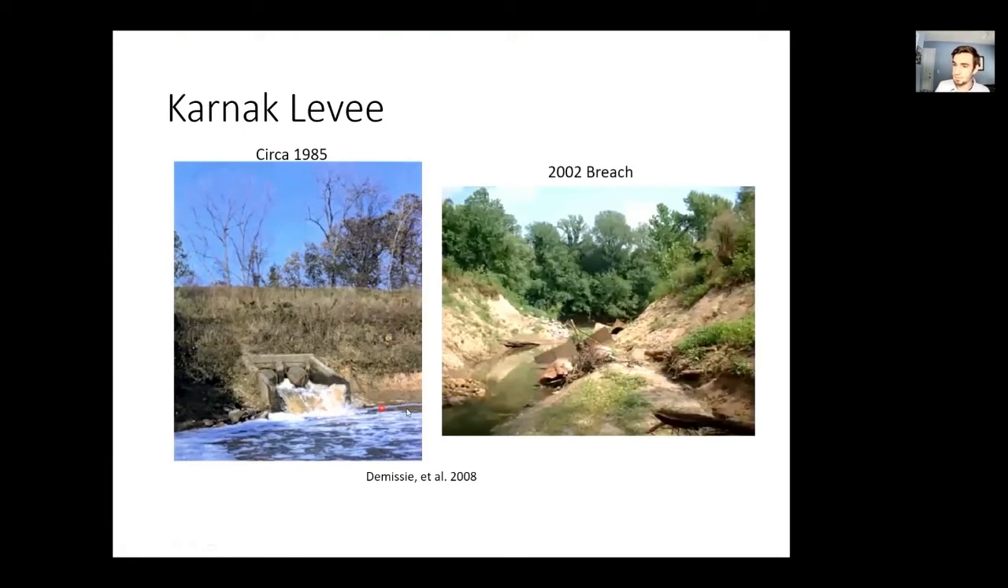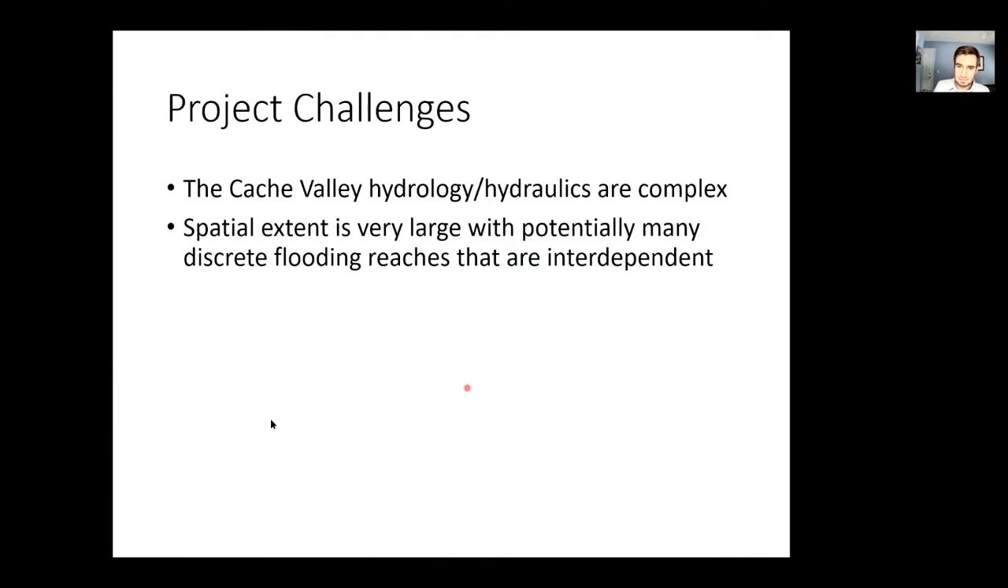And here's what the levee looks like after the 2002 breach. You can see segments of the culverts in the middle of this breach segment here. And this breach still exists today, although there are plans to repair this breach. Construction may start later this year on that repair.